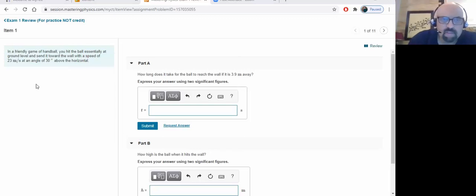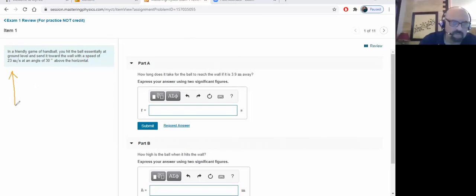So let's look at what we are given here. This is the X and the Y, and this is the origin, 0, 0. V0, which is 23 meters per second at an angle of 30 degrees above the horizontal.